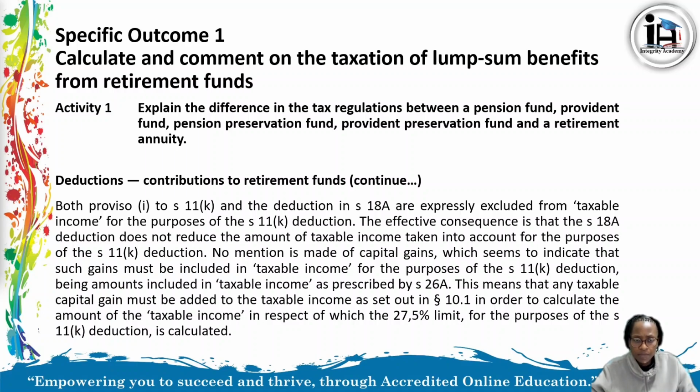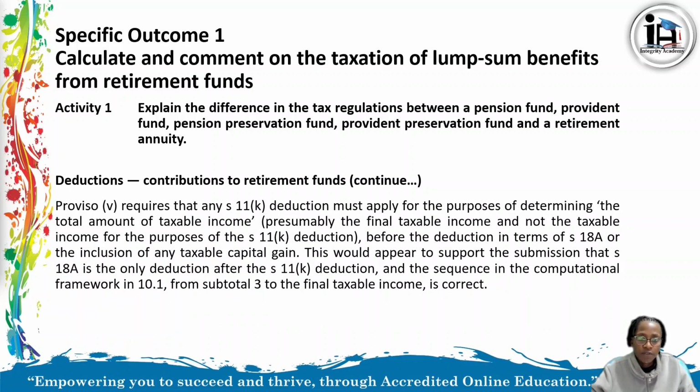This means that any taxable capital gain must be added to the taxable income as set out in section 10.1 in order to calculate the amount of the taxable income in respect of which the 27.5% limit for the purposes of the Section 11K deduction is calculated. Proviso 5 requires that any Section 11K deduction must apply for the purposes of determining the total amount of taxable income, presumably the final taxable income and not the taxable income for the purposes of Section 11K deduction before the deduction in terms of Section 18A or the inclusion of any taxable capital gain.